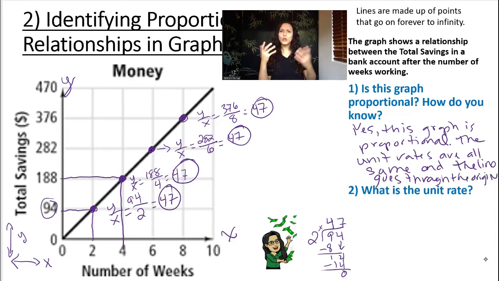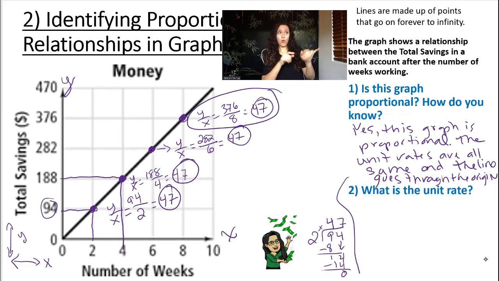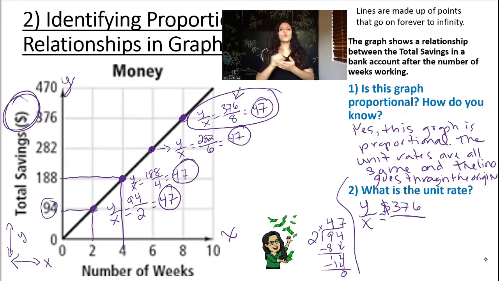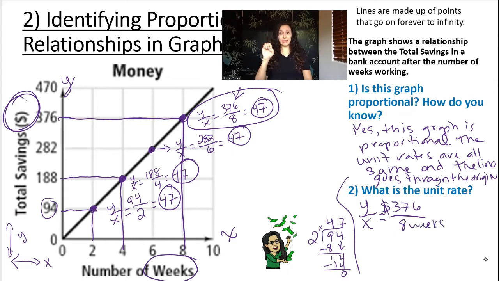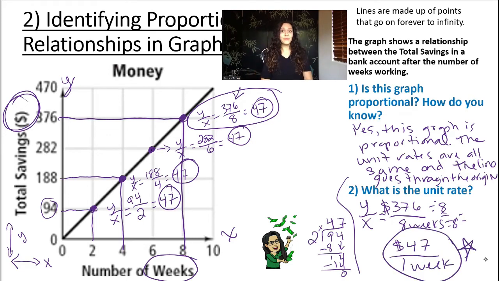What is the unit rate? Well, we already did work, so let's go ahead and use one of them. Pick whichever one you want. Y over x equals $376. You have to remember, the y is that number. Y represents money over number of weeks. So for this one in particular, it was over 8 weeks. That's my rate. Now I have to divide by 8, and when we do that, we get $47 per 1 week. That's our answer.